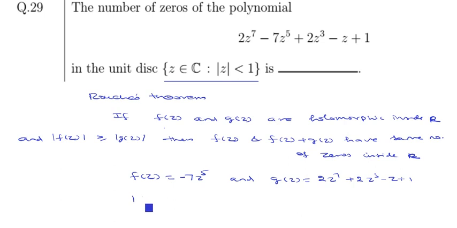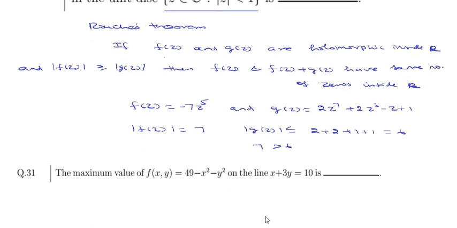So now we find modulus of f of z. So modulus of f of z is equal to 7 and modulus of g of z is less than or equal to 2 plus 2 plus 1 plus 1. So this is equal to 2, 4, 5, 6. So here 7 is greater than 6. So the condition is satisfied. So that is modulus of f of z is greater than or equal to modulus of g of z.